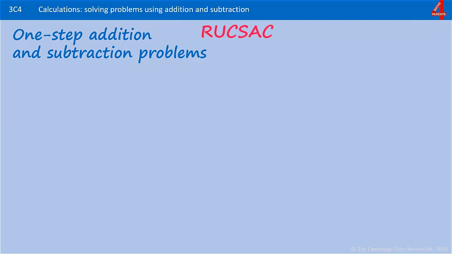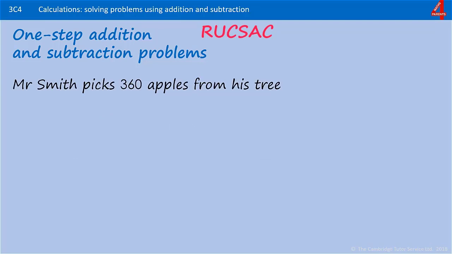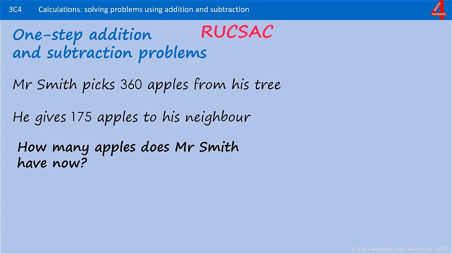Here's a similar one for you to try. Mr. Smith picks 360 apples from his tree. He gives 175 apples to his neighbour. How many apples does Mr. Smith have now? Remember to use the rucksack acronym to help you solve this. Pause the video, have a go.